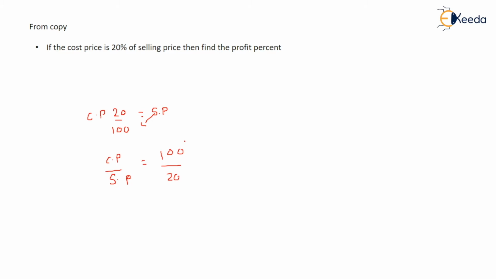So he invested 100 rupees from his pocket, and he is getting how much in return? 20. So how much is he losing? 80 rupees he is losing. And how much did he invest from his pocket? 100 rupees. So what will this be? This will be 80% loss. Okay, this will be 80% loss. 20% of cost price is equal to selling price. Okay, very simple. Next question.